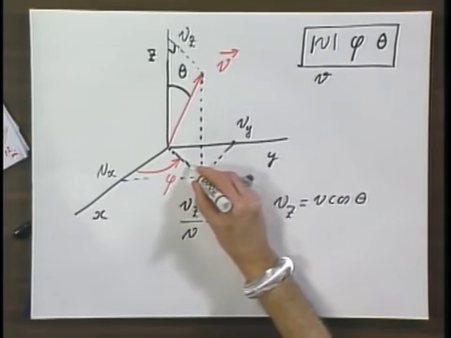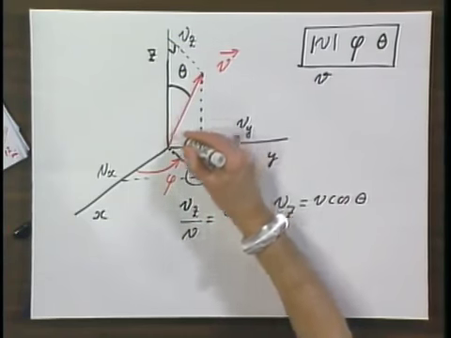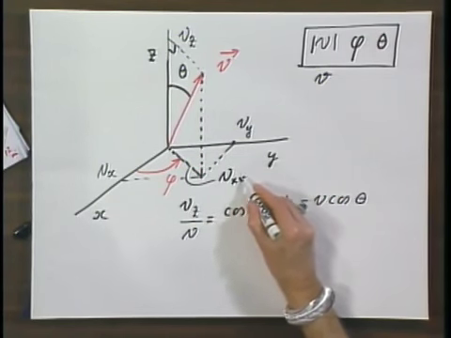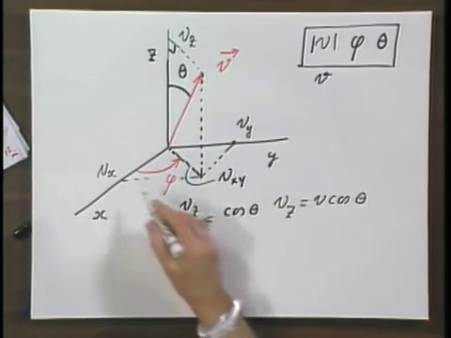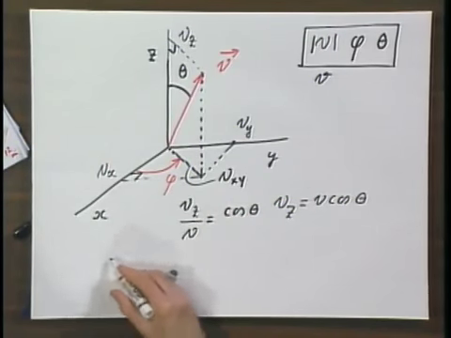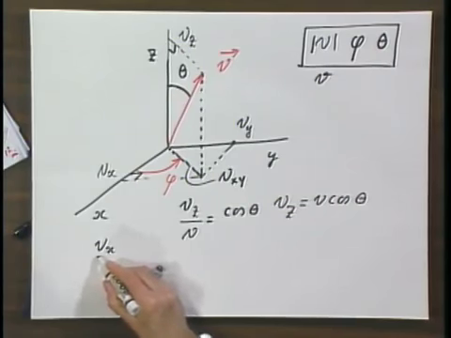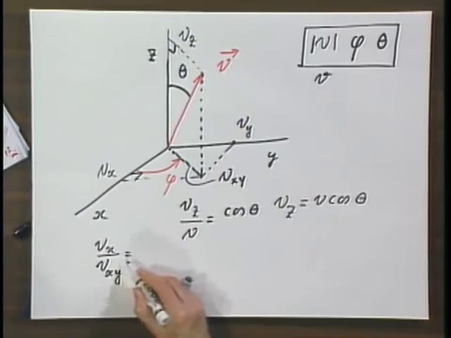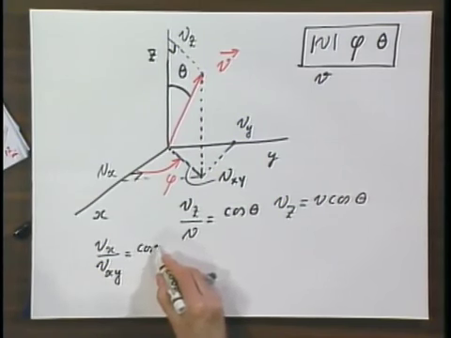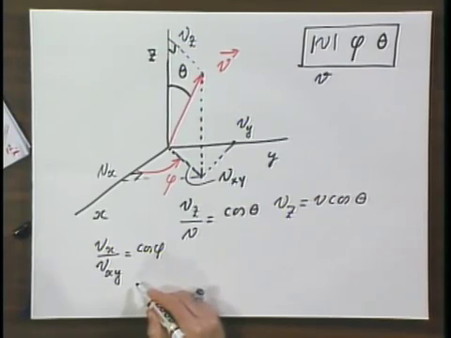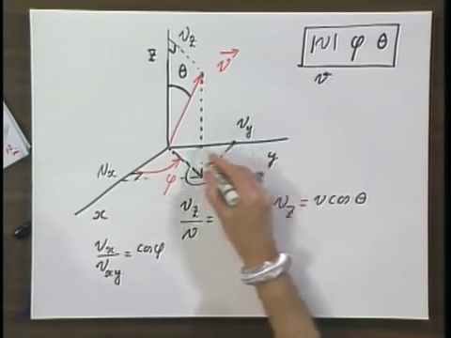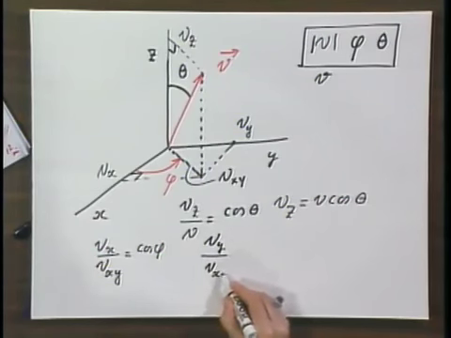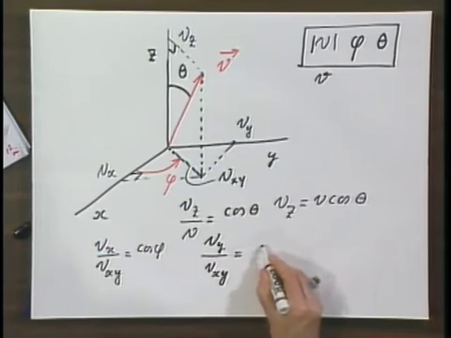If I call this projection of this vector v onto the xy plane, if I call that Vxy, then given the fact that this angle is 90 degrees, Vx divided by Vxy equals the cosine of phi. And Vy divided by Vxy would be the sine of phi.